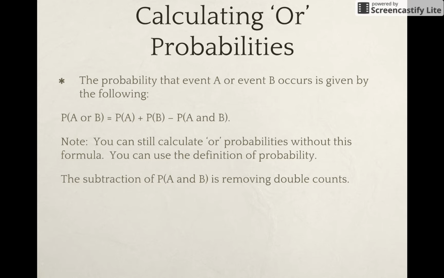It is possible to calculate OR probabilities without using this formula. Many times you can use the definition of probability and count the possible ways that the events can occur. In the formula, the subtraction of the probability of A and B is removing double counts. There are scenarios where the number of ways that A can occur and the number of ways that B can occur actually have some overlap.